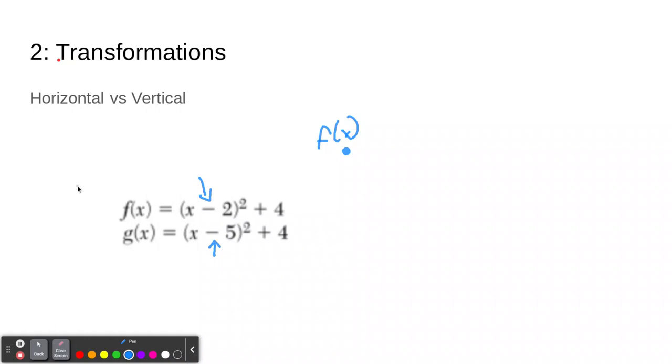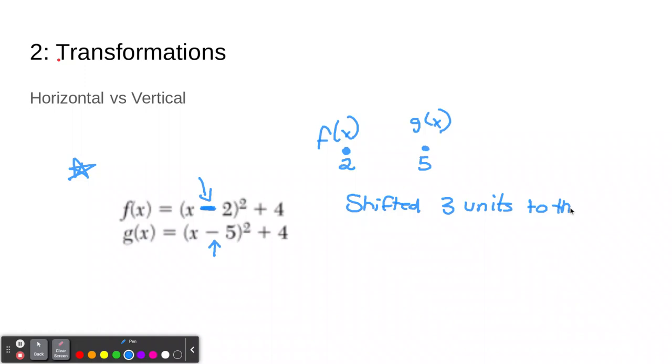So remember, this is very important, put a little star. When you see a negative 2, you would assume you should go to the left, but actually do the opposite. So when you see a negative in a horizontal translation, go to the right. So you went to the right 2. So if you want to compare, g of x would have been to the right 5. So if you want to say how it was shifted, what do you think? It was shifted 3 units to the right. That's what it was shifted. All right, let's go to question 3.